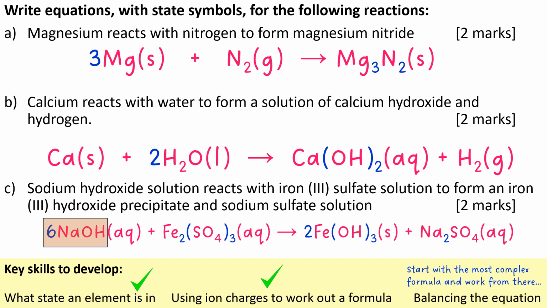Now what this does is it creates a third problem. That is that the sodium on the right hand side is not balanced. So we need to multiply the sodium sulfate by 3 in order to make 6 sodiums on the right. And that is our final balanced equation with the correct state symbols.